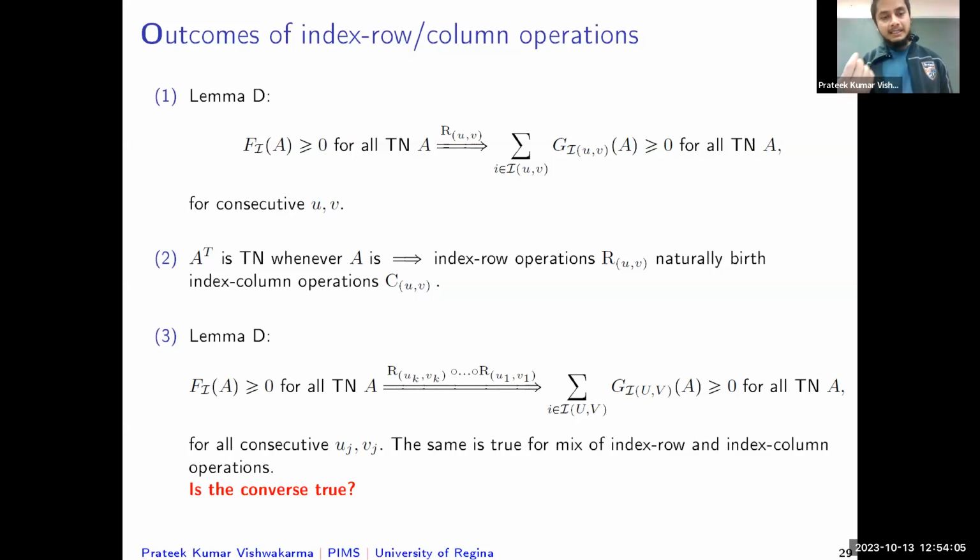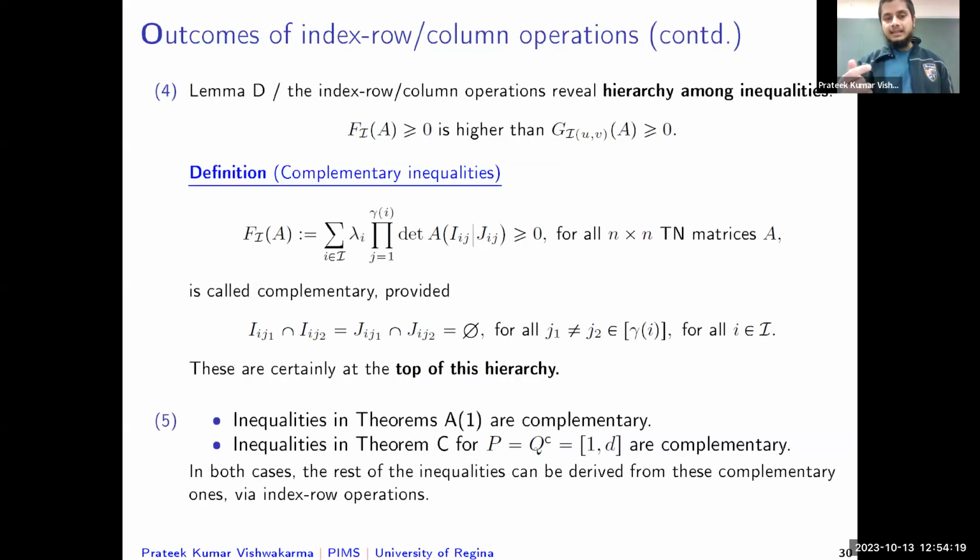The obvious, or rather important, question is whether the converse of this statement is also true. So that's question one, that we would want to see whether it's true in general. The second question is about the existence of complementary inequalities, which I also alluded to in the beginning. Whenever we have a determinantal inequality, we would want to know whether it comes from certain other complementary inequalities. Because we were able to introduce these index row and column operations, we saw that there is a certain hierarchy among inequalities, and because of this hierarchy, we would want to know what is at the top of the hierarchy.